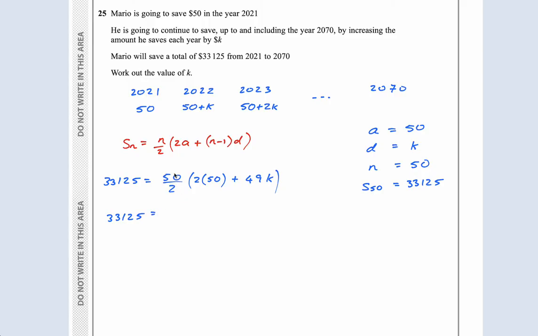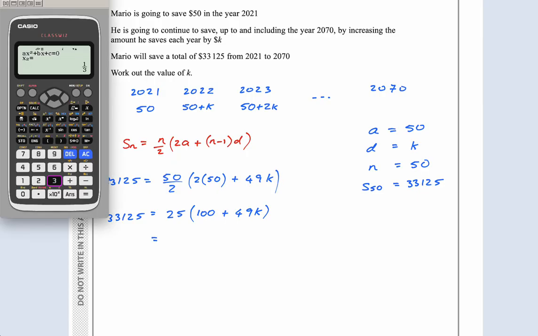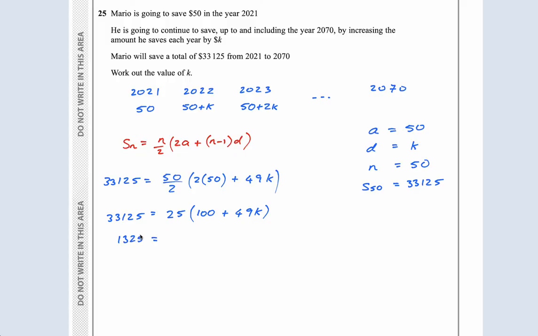So I have my 33,125 equals 50 divided by 2, which is 25, times 2 times 50, which is 100, plus 49k. I'm going to divide both sides by 25. Definitely use my calculator for that. Hang on, I need to go back to the beginning. 33,125 divided by 25 is 1325. Okay, this is now 1325 equals 100 plus 49k, because I've divided this side by 25, so it disappears.